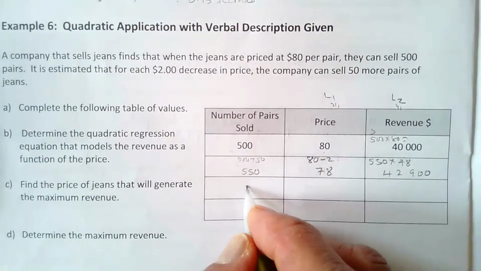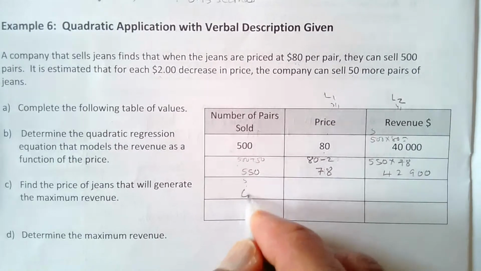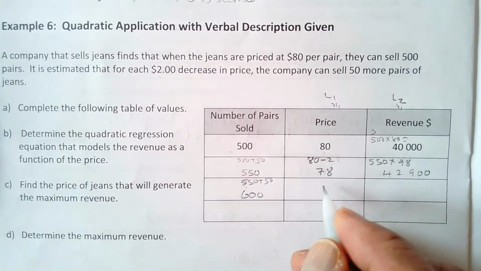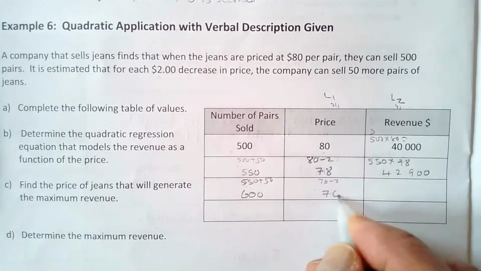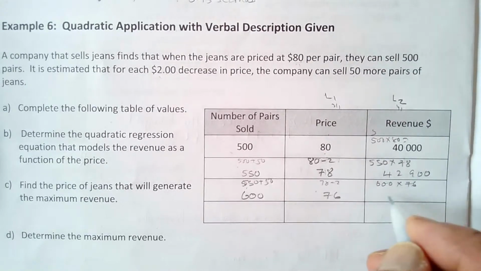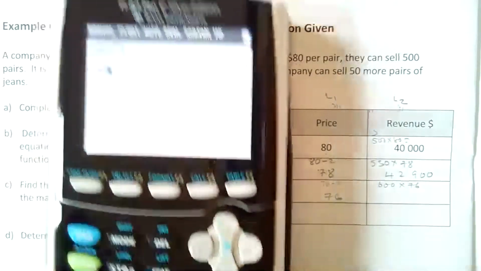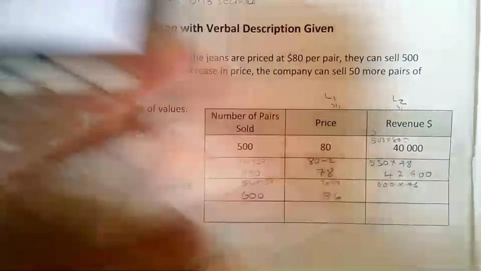Next, we increase the number of sales. We have 550 plus 50 gives us 600. The price is reduced by 2, which is 78 minus 2, $76. So this now will be 600 times $76, and that will give us 45,600.